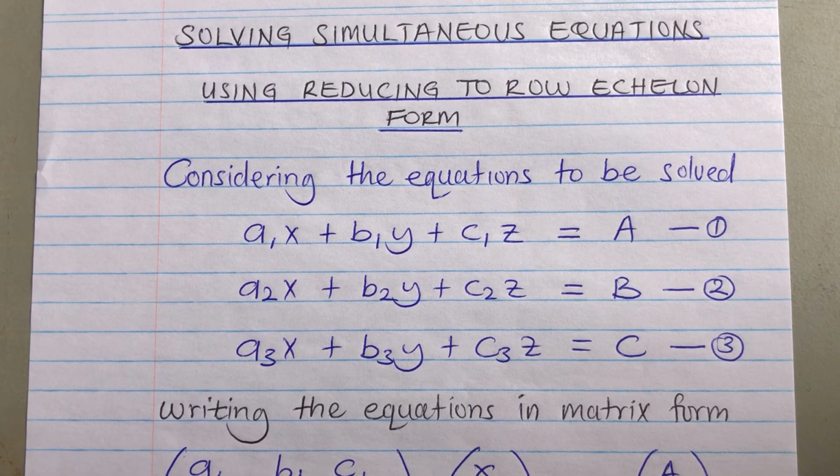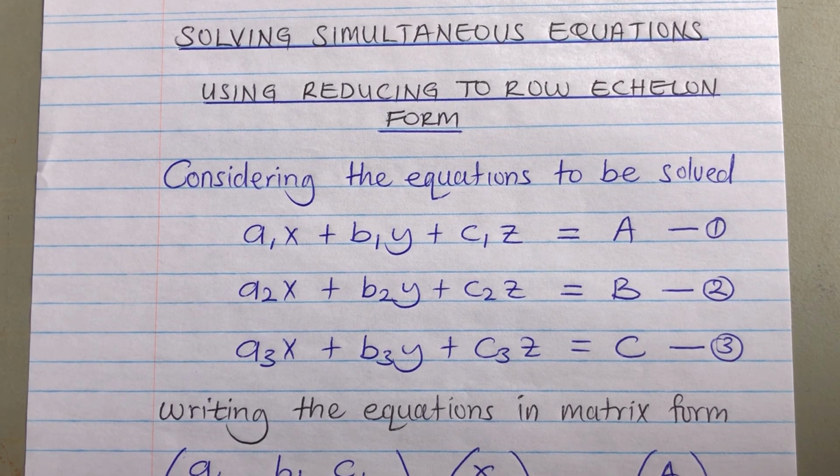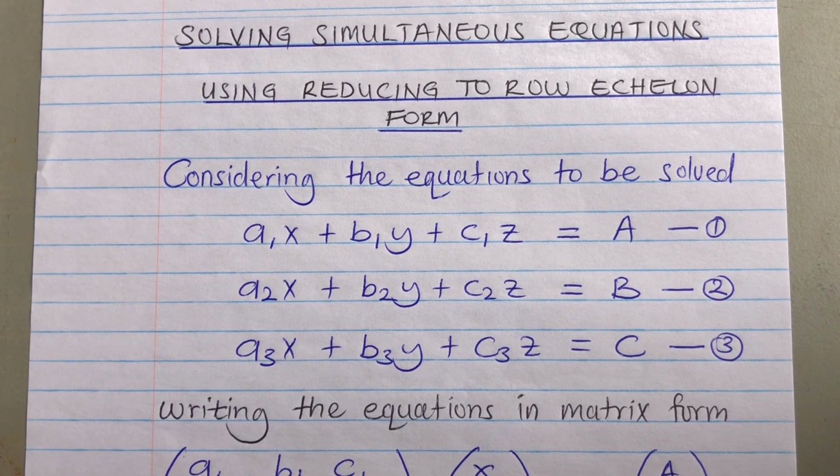We are still looking at how to solve simultaneous equations with three unknowns. In our first video, we looked at how we use the elimination method. In today's video, we are looking at using reduction to row echelon form. I call upon your attention and observation because it's a bit tricky and lengthy.